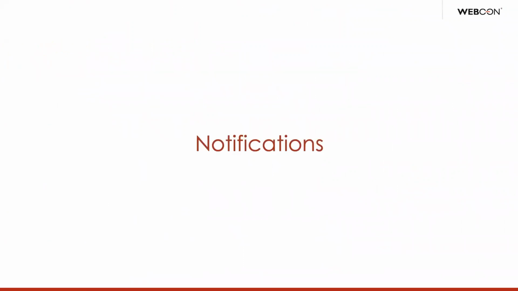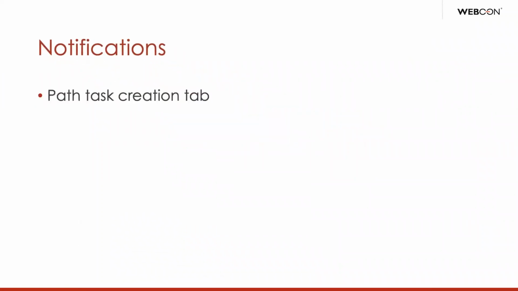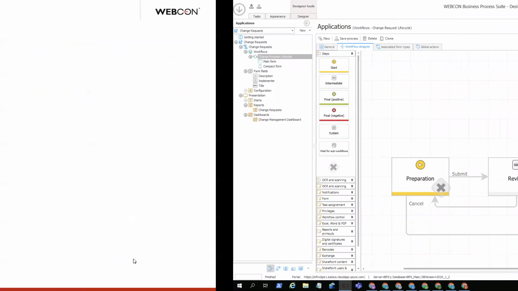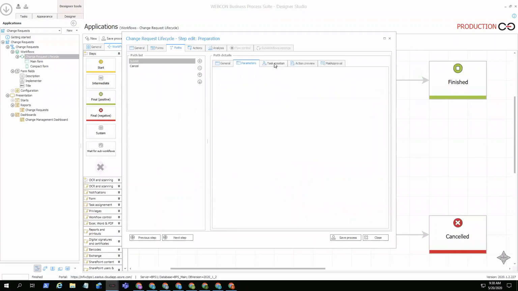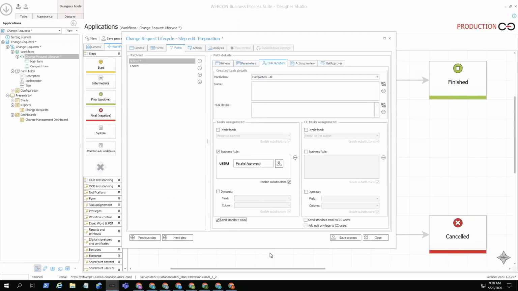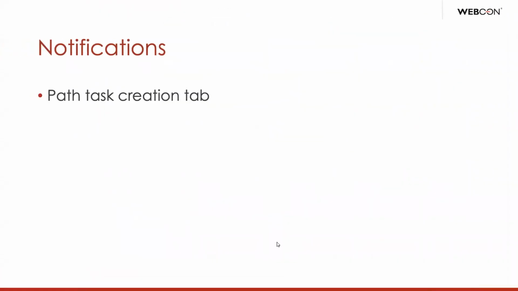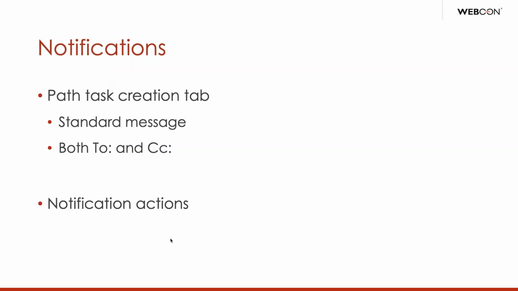Notification messages. You've got a lot of options when we come to notifications. You can do notifications in the Path Task Creation tab. That was when I went here to submit. I basically could say, by virtue of sending standard email, that sent out a notification message. You saw that already, actually. This is going to be a standard message. I can configure both to and CC items, but I have other options for doing notifications.